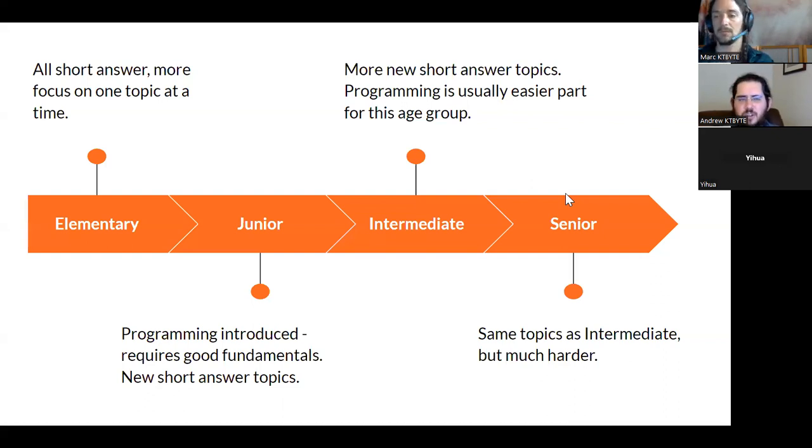Intermediate and senior division obviously go all the way through the end of high school grade levels, and they're actually very similar to each other. The topics list is exactly the same. It's just that the senior problems are harder. So it's really all very similar from junior through senior. You just kind of look at how well have you been doing in previous years, and possibly what grade level are you in to decide on that.